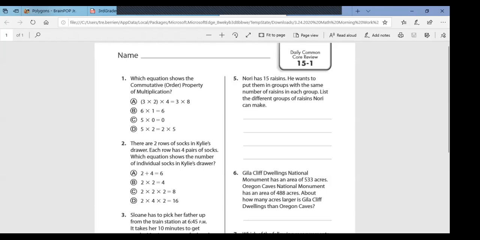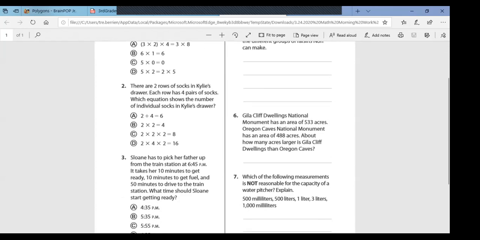So when we take a look at D, we have 5 times 2 equals 2 times 5, and that represents the commutative order property of multiplication because we have 5 times 2 on one side, and then it flips, and then it's 2 times 5 on the other side. They equal each other because 5 times 2 and 2 times 5 equals 10. Okay, now we're moving along.